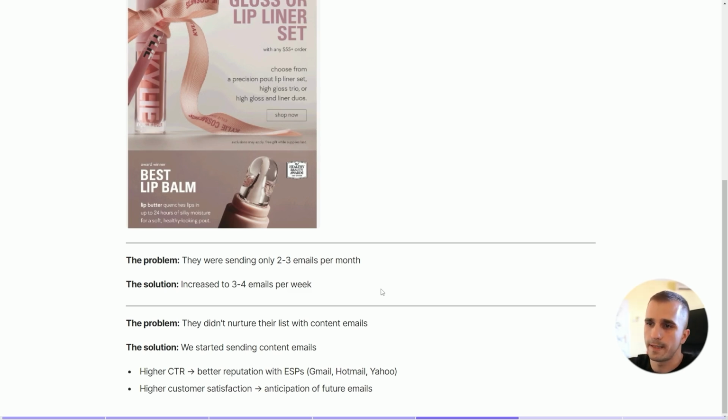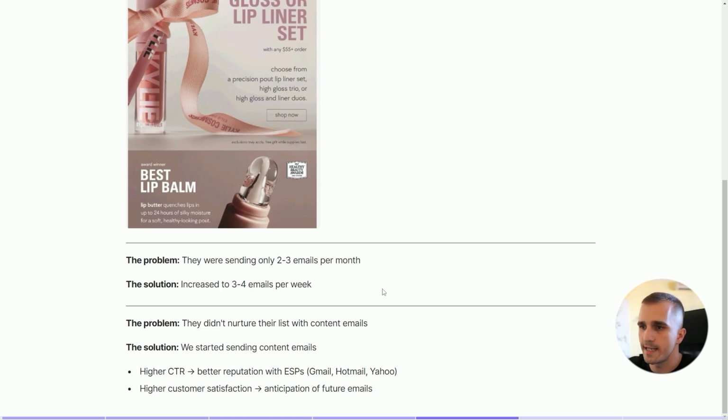So then the next problem is that they didn't nurture their list with content emails. They were just pushing promotional emails, and this is very bad because people will get annoyed with your promotions and stuff. You need to provide them some value, you need to nurture them, and then when you ask them to buy from you, the response is just going to be way better.